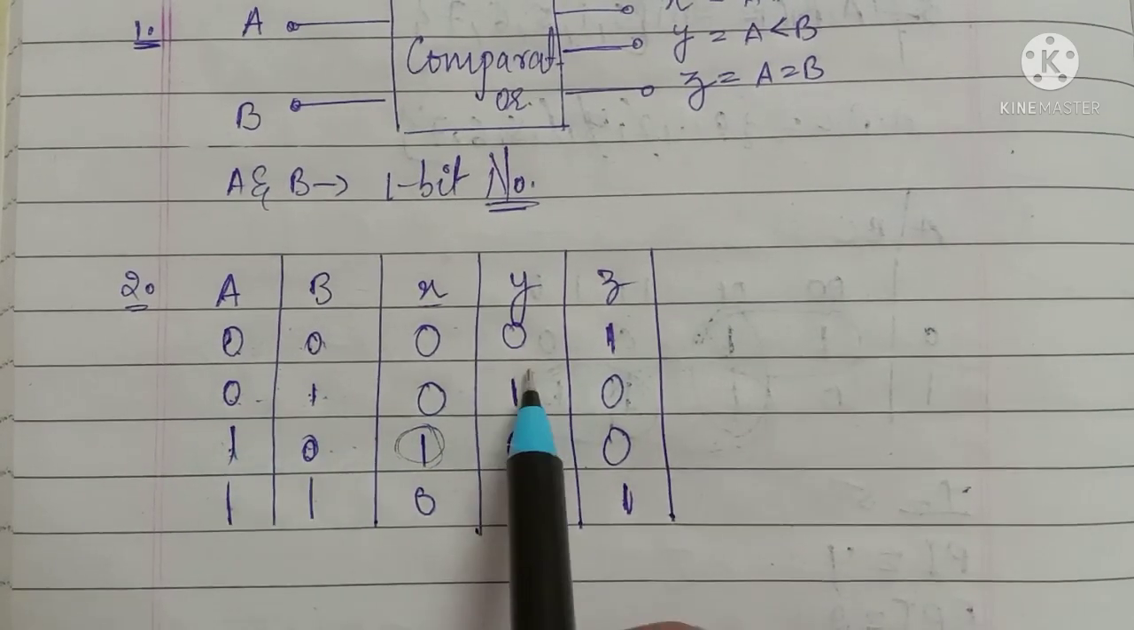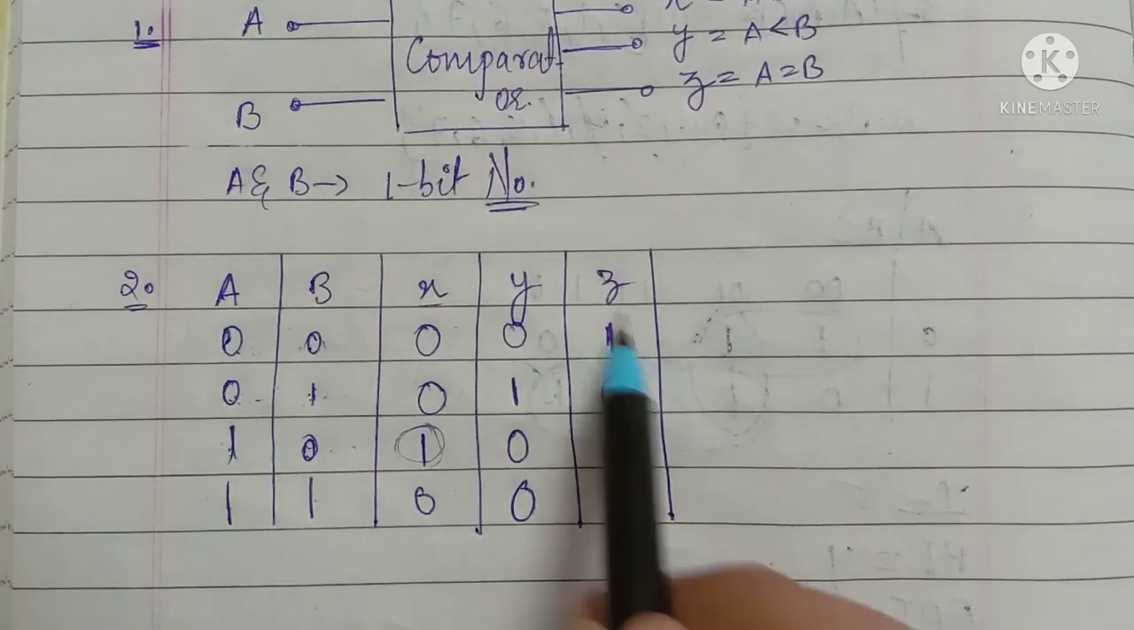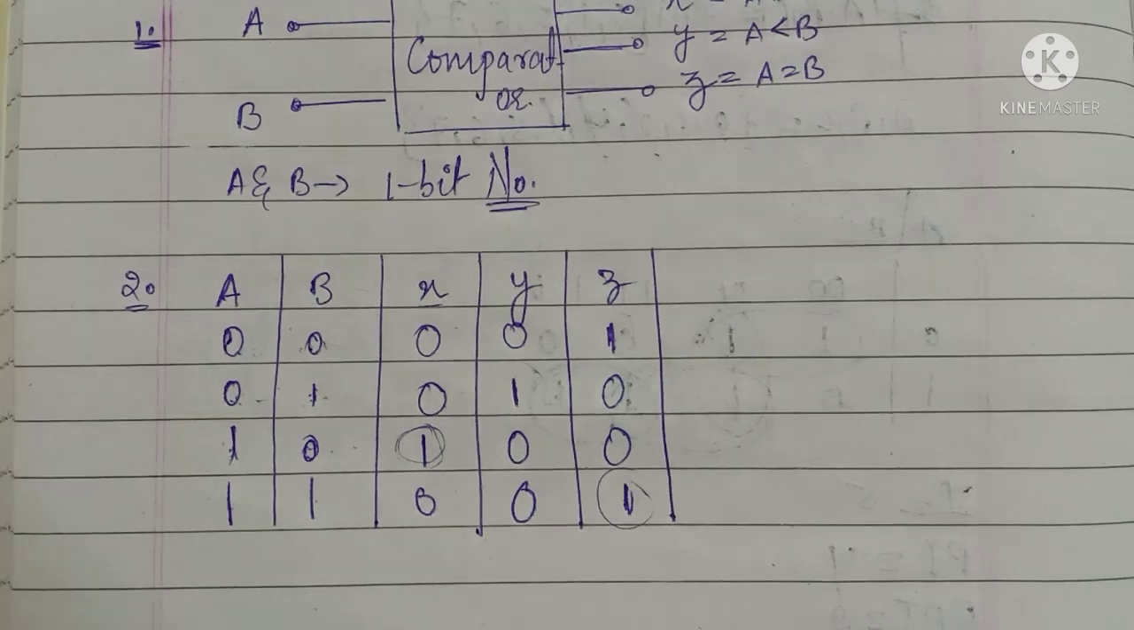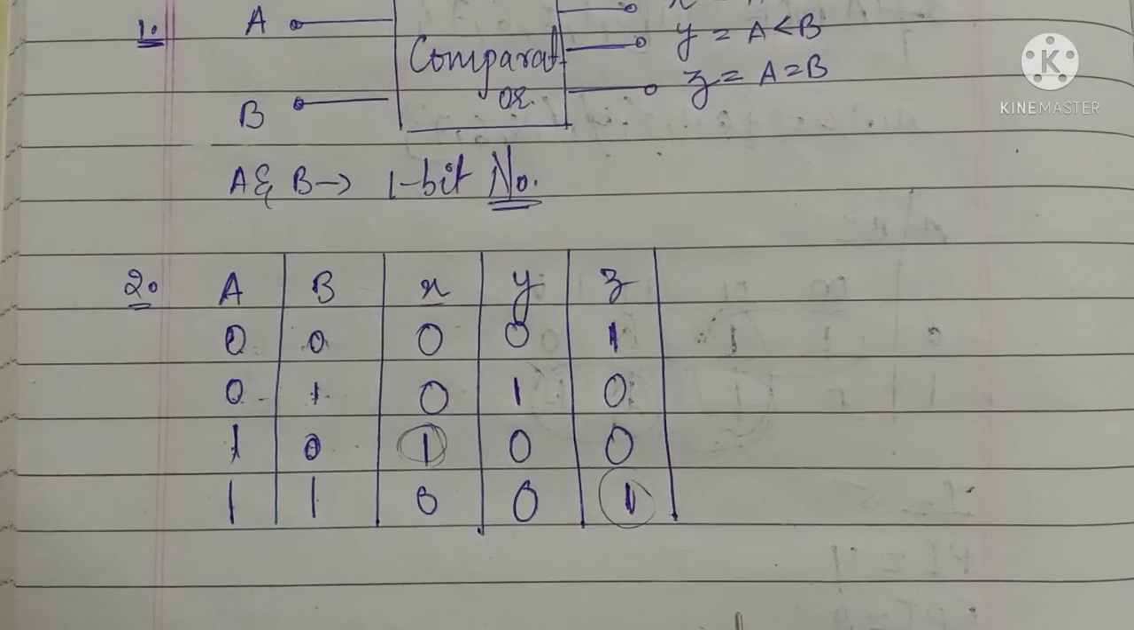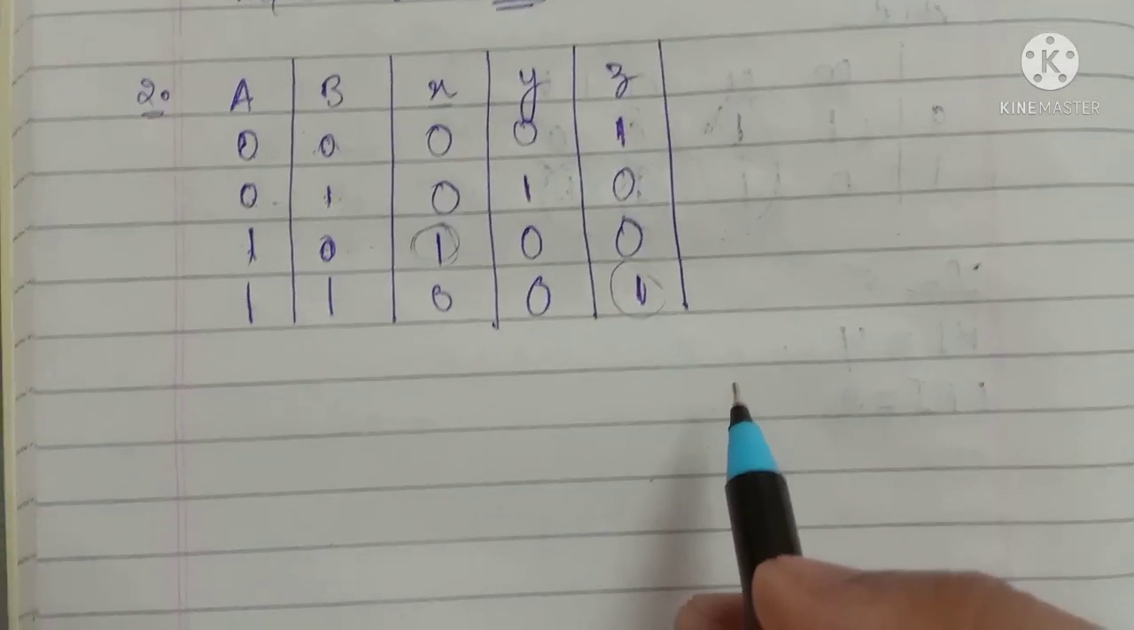If a is less than b, then b is greater, which means one bit is high. When both are equal, then this will be high. Understood? Now the second step is making the truth table from the given condition.